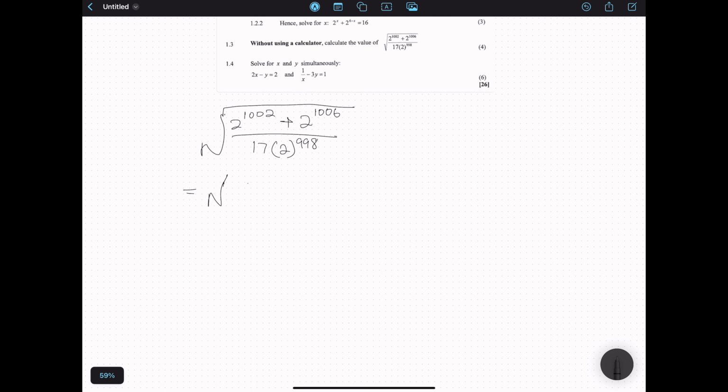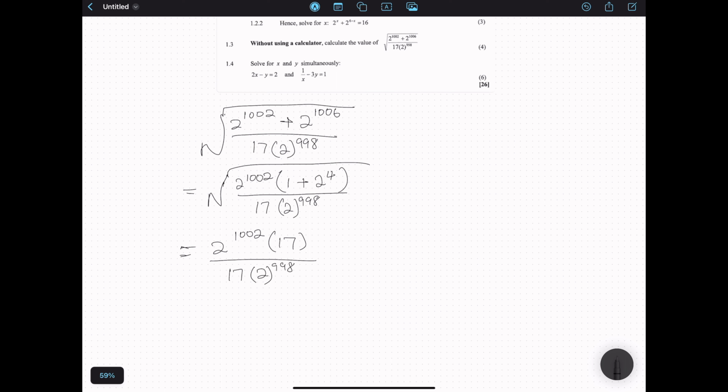it's going to be 2 to the 1002 into 1 plus 2 to the exponent 4 divide by 17 into 2 to the 998, right? So you continue with that. It's going to be 2 to the 1002 into 17 divided by 17 into 2 to the 998. Don't forget this. Then you can see that this obviously will cancel out.